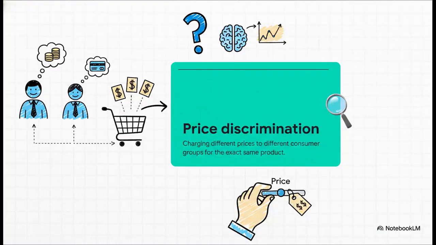So what are we actually talking about here? Well, price discrimination is basically a strategy where a retailer charges entirely different prices to different consumer groups for the exact same product. I know, it sounds a bit wild, right? But it relies on one massive core assumption. Different customers are simply willing to pay different amounts. If a retailer can figure out how much you're willing to part with, they're going to adjust that price tag specifically for you or your demographic.